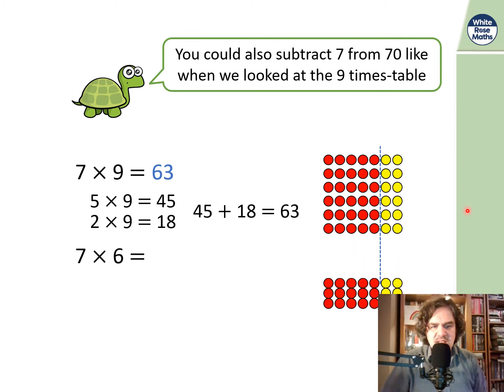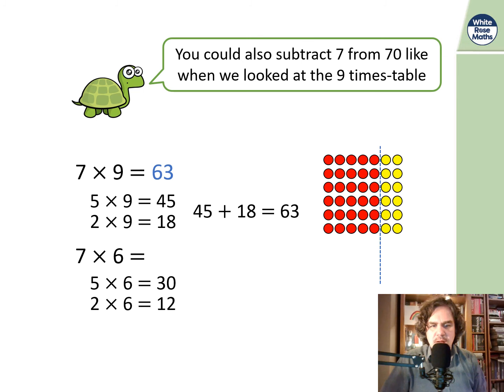Here's a look at 7 times 6. So here we've made 6 lots of 7, which is the same as 6 lots of 5 and 6 lots of 2. Now we know that 5 times 6 is 30, and we know that 2 times 6 is 12. So add those together, that gives us the answer to 7 times 6. 30 add 12 equals 42.